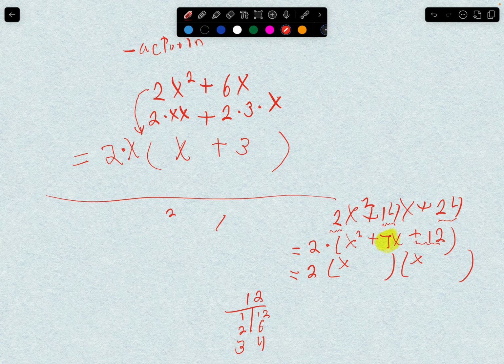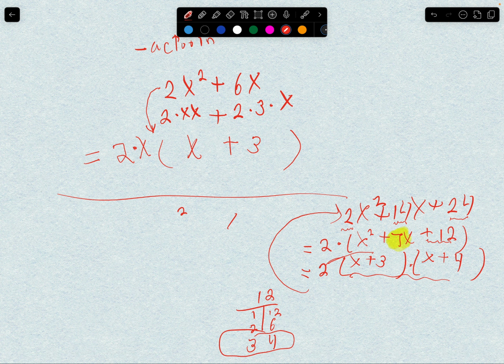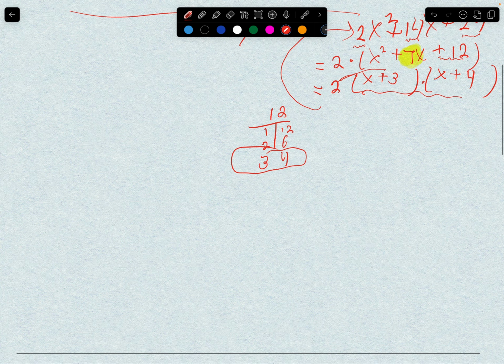And if I look carefully, I can say, well, the 3 and the 4. 3 plus 4 is 7. So 3 and 4. And I'm done. I factored it into 3 factors. If I multiply the 2 back in there, and then I multiply the answer by the other binomial, or if I do the FOIL with the 2 binomials and then multiply everything by 2, I should get that. Okay, so that's the factoring piece.